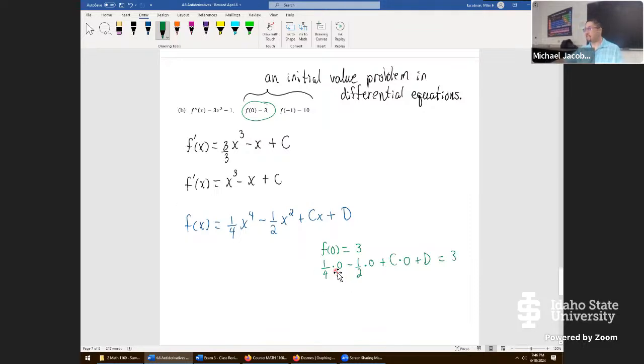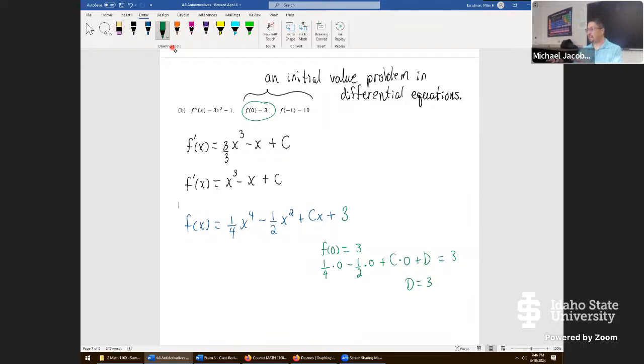Zeros are nice for this kind of setup. Everything's gone except for d, and so now we have d equals 3. So we need to update our function. And if you did this on your paper and just sort of erased it and threw a 3 in there, that's absolutely appropriate. I think a lot of people would do that.